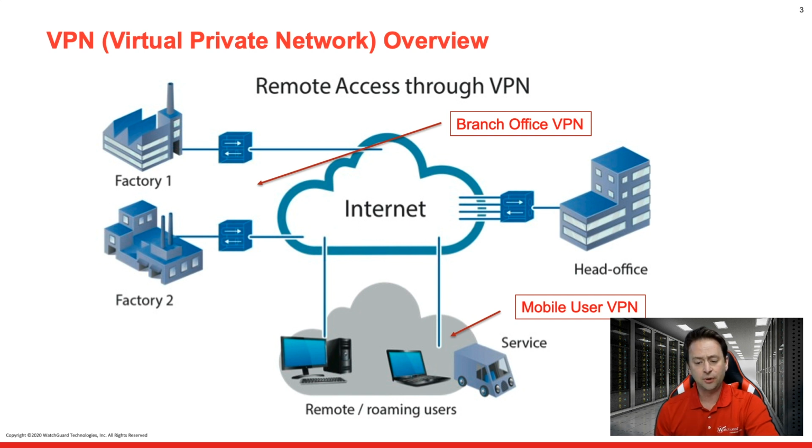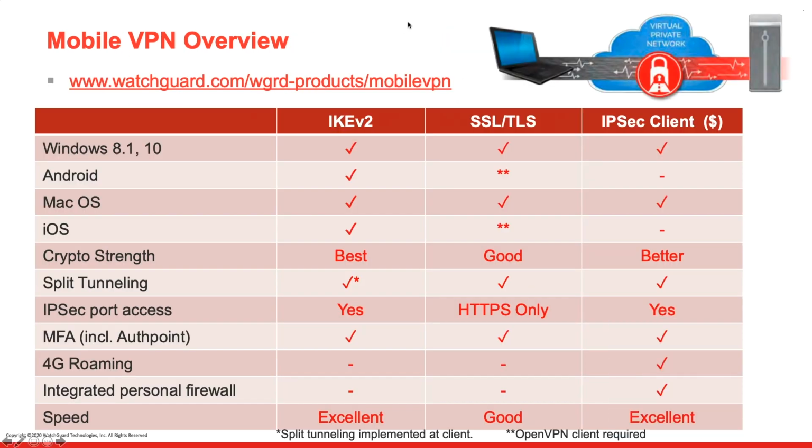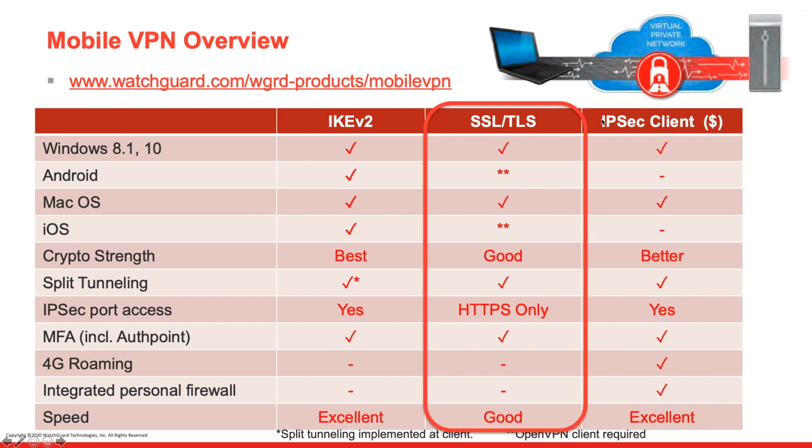Branch office VPNs and mobile user VPN licenses are included with any physical, virtual, or cloud firewall, and no additional purchase is necessary. As you can see, we have a few different options available for mobile VPN connections. You can read more in depth about it at this URL right here. We have an IKEv2 client, an SSL/TLS client, and a premium IPsec client that's available to purchase from WatchGuard. For the sake of this Firebyte session, we're going to focus only on the SSL VPN connections. The other ones will be in other Firebyte sessions.